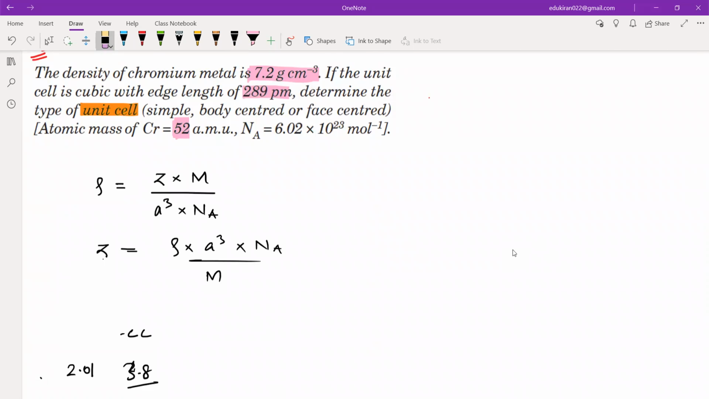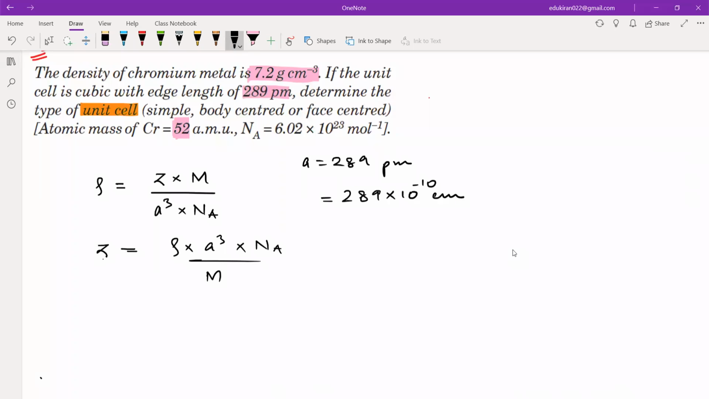Okay, so please write this down. Calculate the Z. Please convert first of all this A. So A is equal to 289 picometer, which is equal to 289 into 10 to the power minus 10 centimeters. Please do this. I'm giving you 5 minutes.